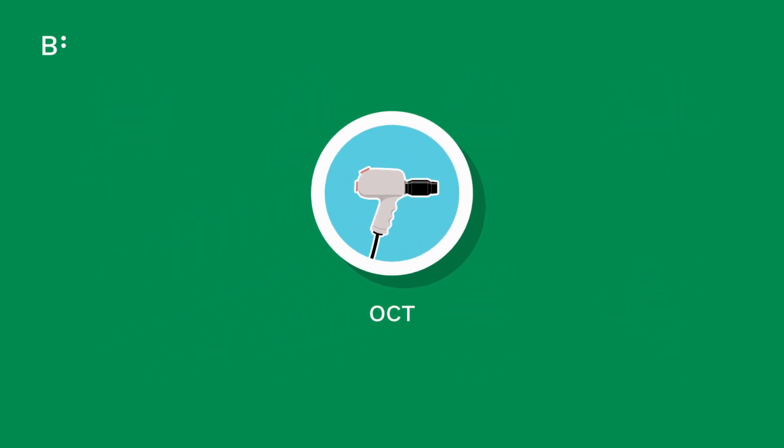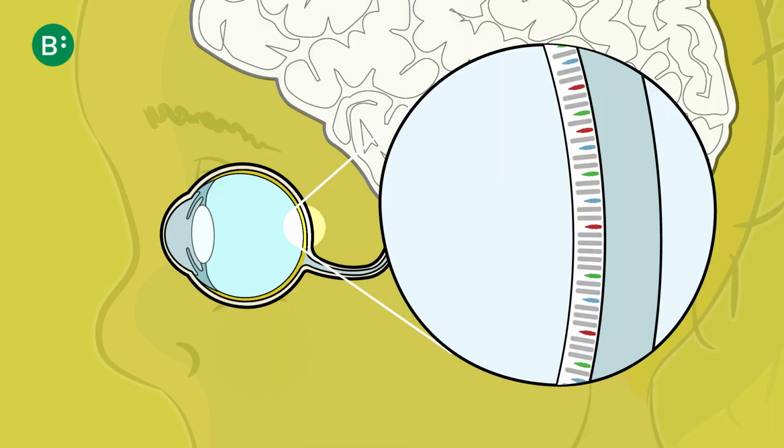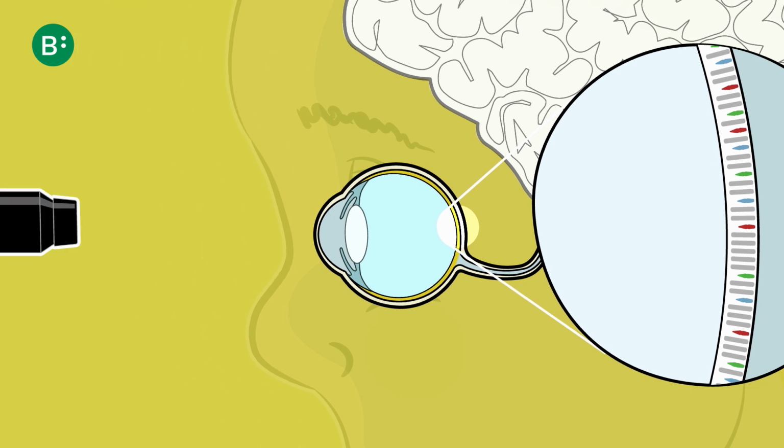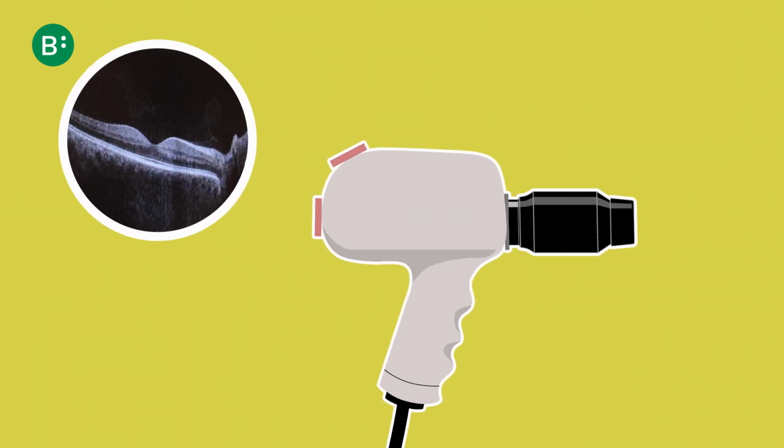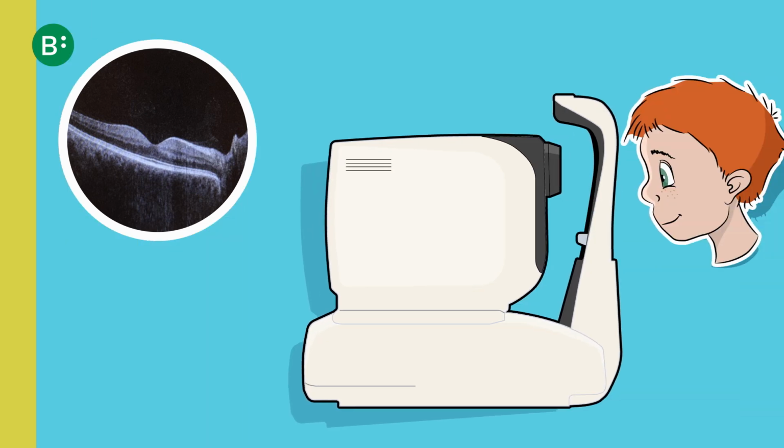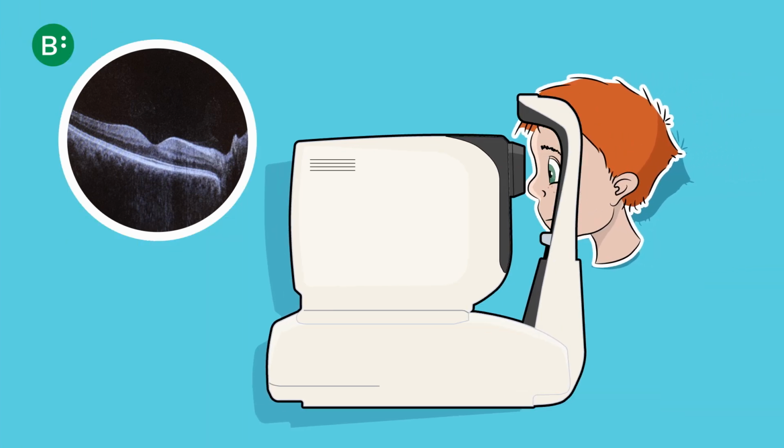Handheld OCT. The retina has several layers. We use an OCT to make pictures of these separate layers. Older children are asked to place the chin on a chin rest.